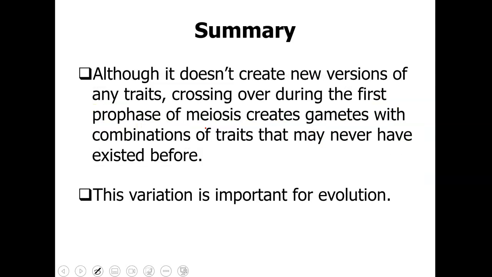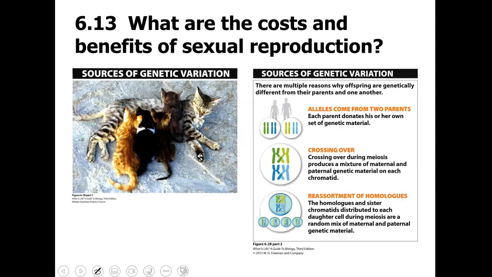So although it doesn't create a new version of any traits, that crossing over during the first prophase of meiosis is going to create gametes with combinations of traits that may never have existed before together. This variation is going to be very important for evolution.